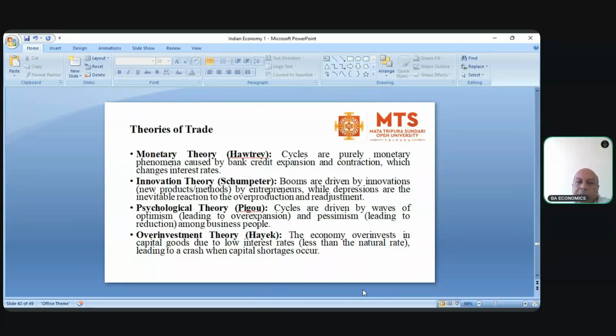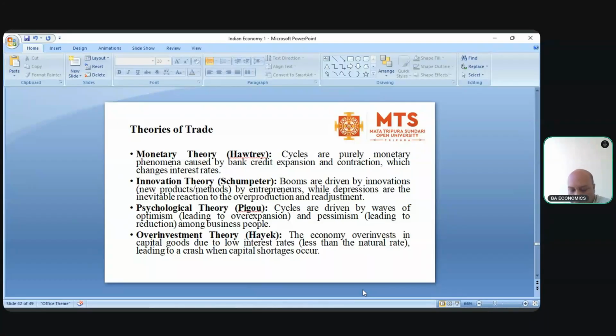So in this way, trade cycle upswings and downswings basically happen due to expansion and contraction, that is, increasing and decreasing of bank credit. So this is the concept, and it is known as the monetary theory of trade cycle.